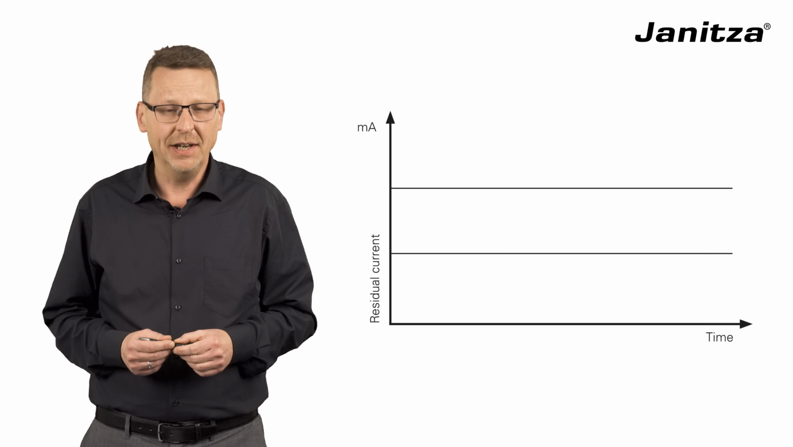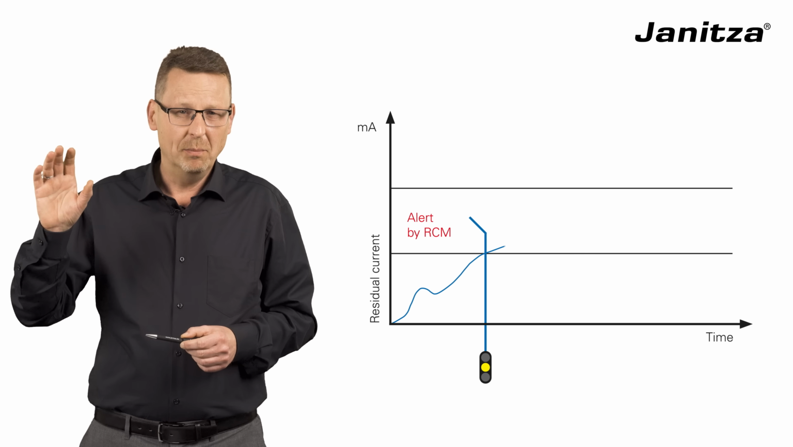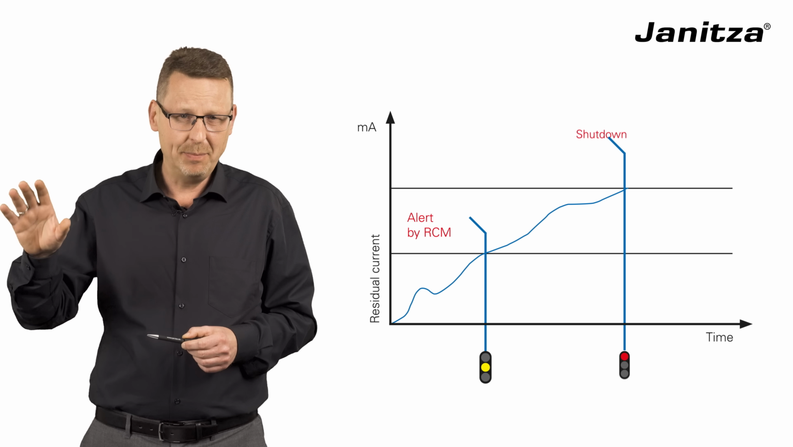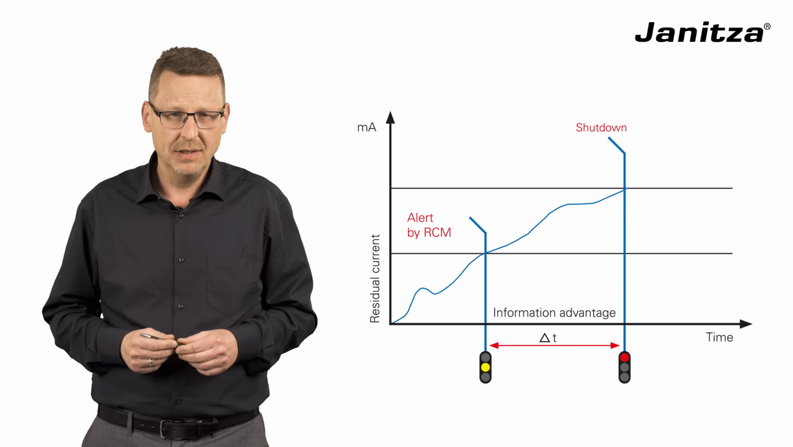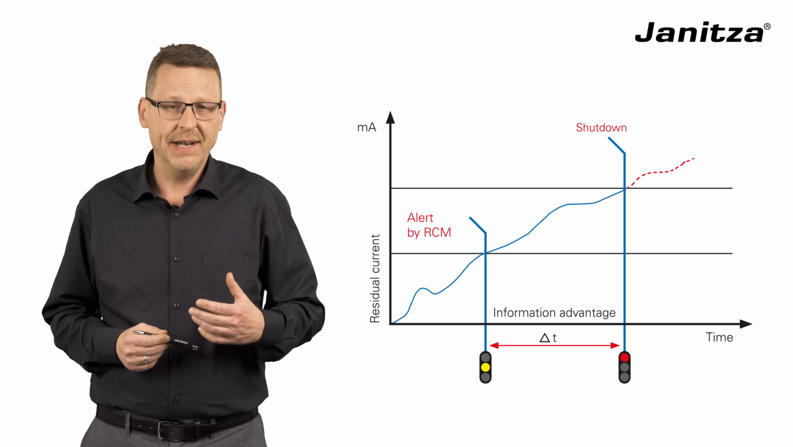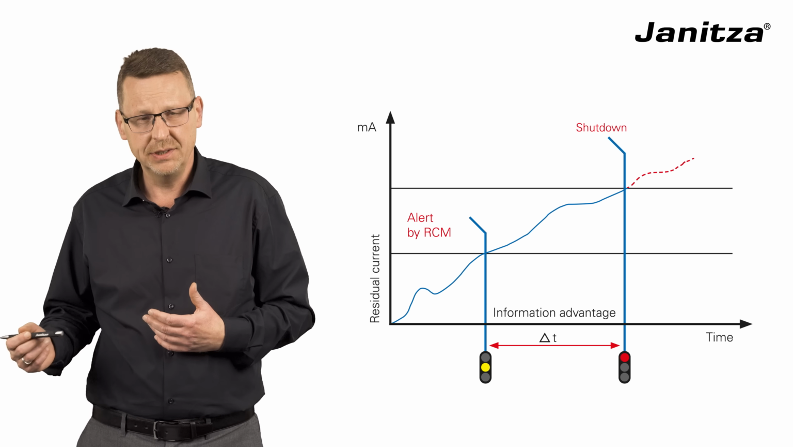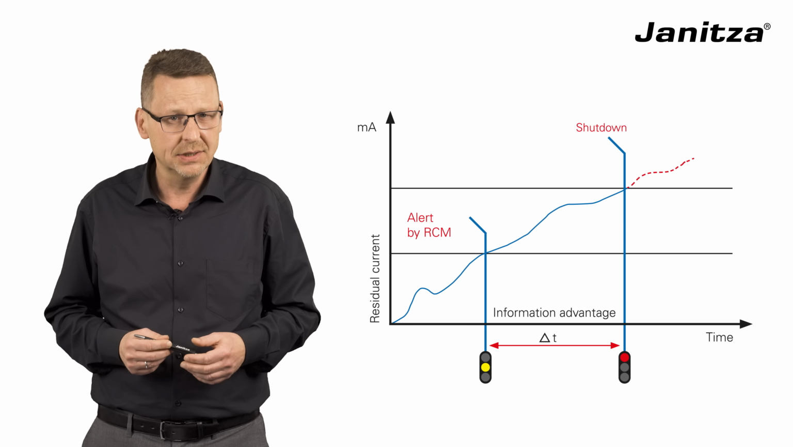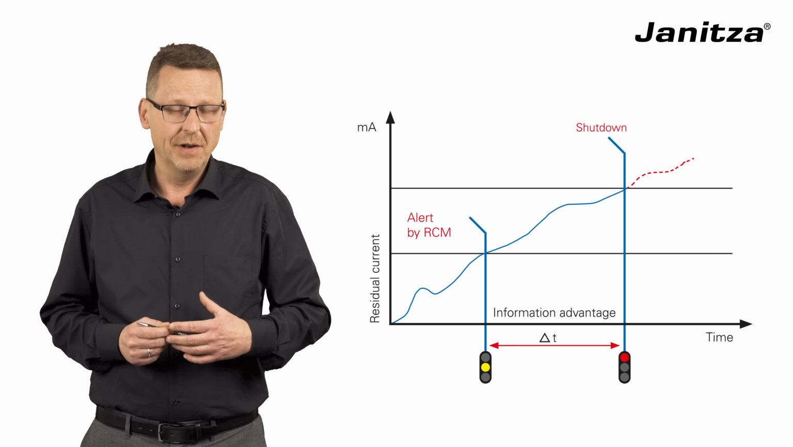And the good thing is, you can put in thresholds, you get an early warning, much earlier than a fault happened. So that gives you an advantage in information. That means you can control, you can act against those problems, leakage currents, isolation resistant problems on your cables. So with the RCM solutions from Janitza, you have leakage current fully under control.